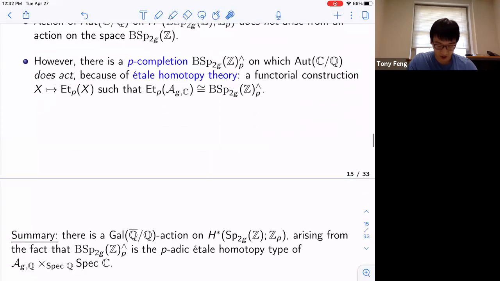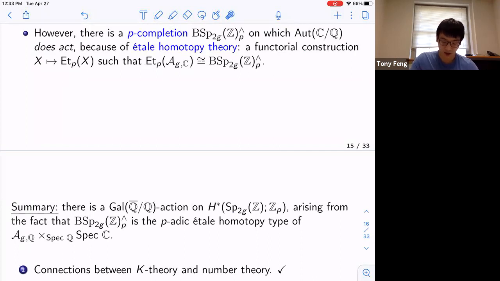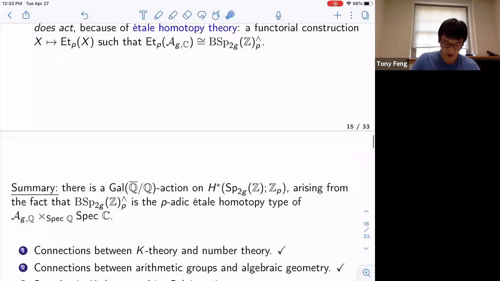Okay, so to summarize, what we've seen is that there's a Galois action on the group cohomology of the symplectic group, and it arose from the fact that the p-completed classifying space here is the p-adic étale homotopy type of the moduli space of abelian varieties over the complex numbers, but then that could be interpreted as the base change from the rational numbers. So I've said all I intended to say about this connection between arithmetic groups and algebraic geometry. Are there any questions before I move on?